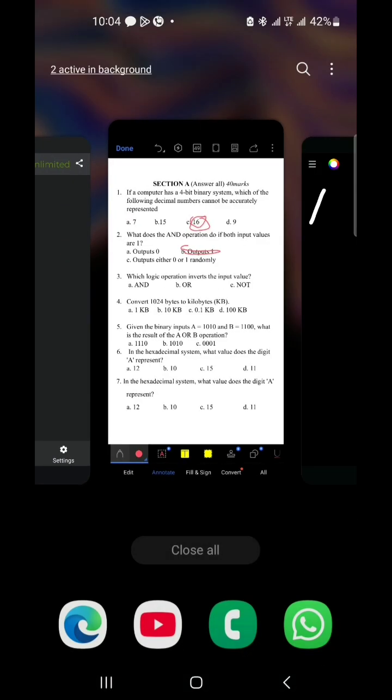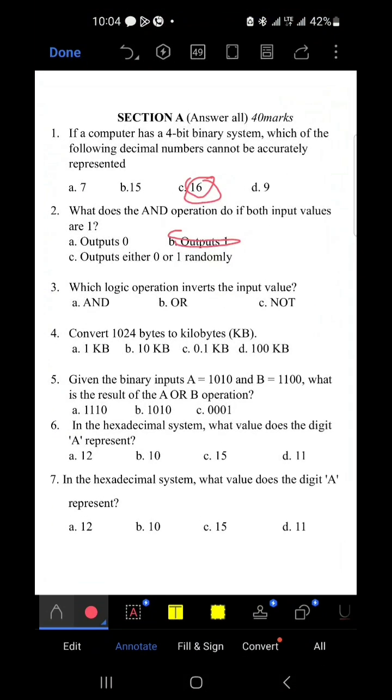Output here is 1. Good. So option B is the correct answer. So let's go to number 3.